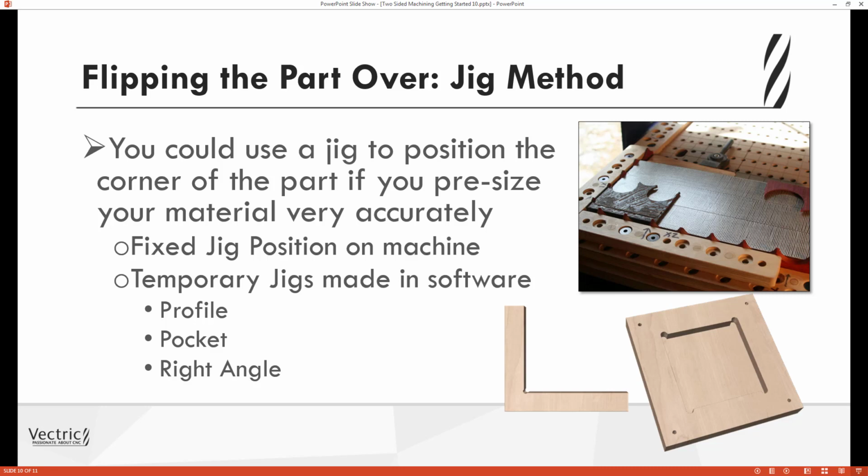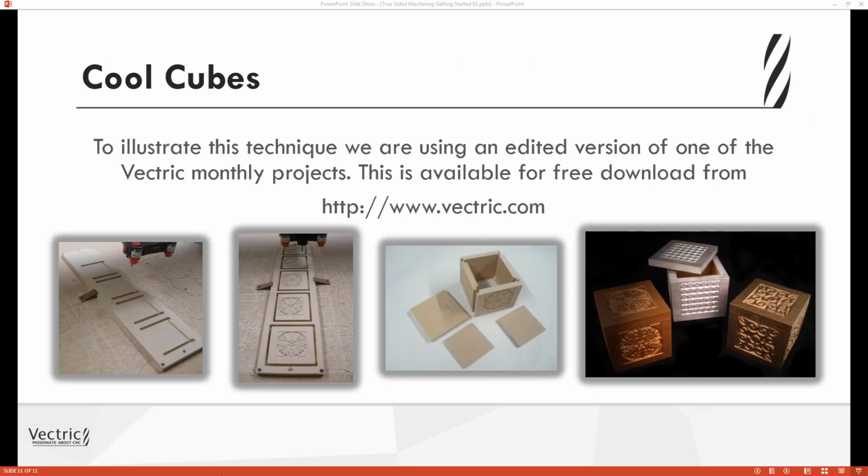And so there are many strategies that you could explore to approach two-sided machining on your CNC. I'm going to show you this symmetrical dowel method in the next example. The file that we're going to look at now to demonstrate a two-sided project in the software is based on one of the free monthly project files called Cool Cubes. The file that I'm going to work with is an edited file which you will have access to in the project folder. So we're going to look at creating a version of one of the boxes.